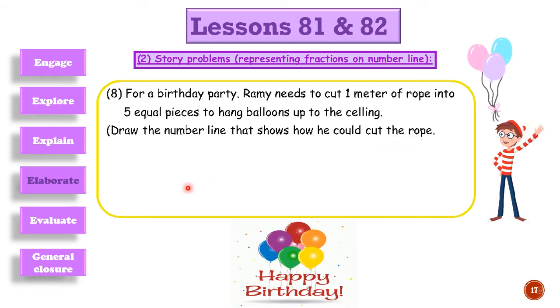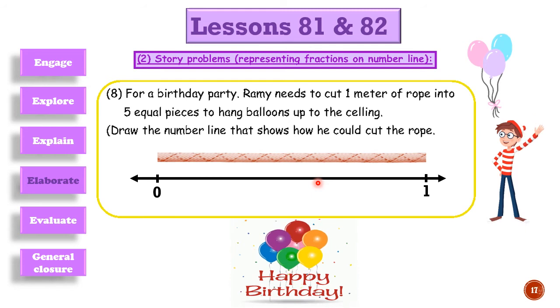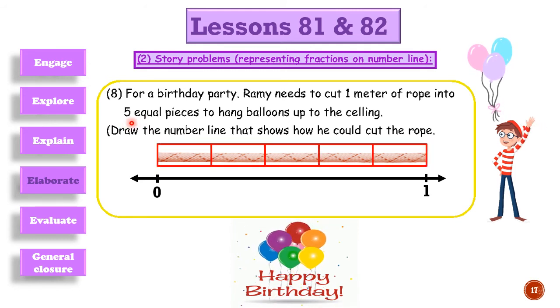First of all, we need to use our pencil and ruler to draw our number line. You must use your ruler. After finishing drawing our number line, we need to draw our fraction strip, which is the rope. This rope we will divide into how many equal pieces? Yes, 5 equal pieces, like this. 1, 2, 3, 4, 5. Then in our number line, each part is a fifth.